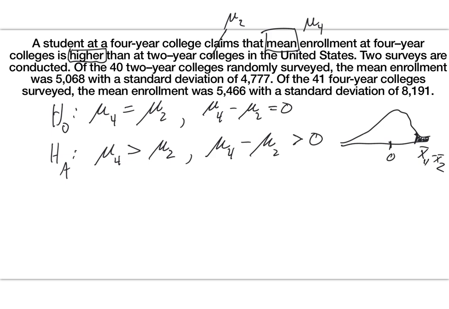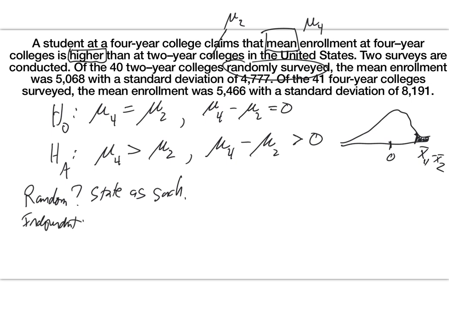All right, so now my conditions. Were these random samples? It says two surveys are conducted, randomly surveyed, stated as such. Are they independent? Yes. Four-year college enrollment does not affect two-year.